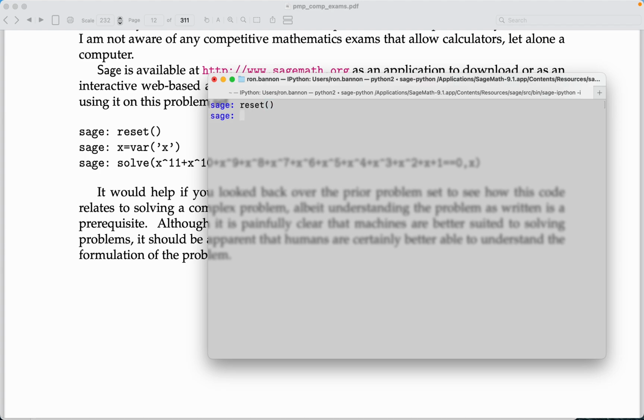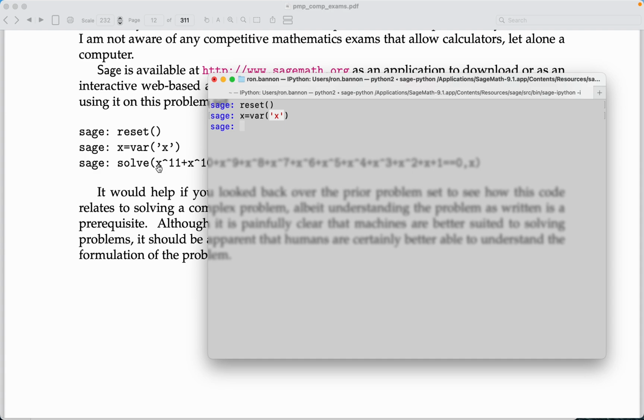What does that do? It gives me a clean sheet of paper, so to speak. It kind of erases anything that was in the computer system related to Sage at this point. And then I'm going to define a variable. This is typical in computer science. We define variables as we're going to use those. Now, in Sage, X is already defined as a default variable. But listen, I still think it's a good idea to define your variables, including if you use an X.